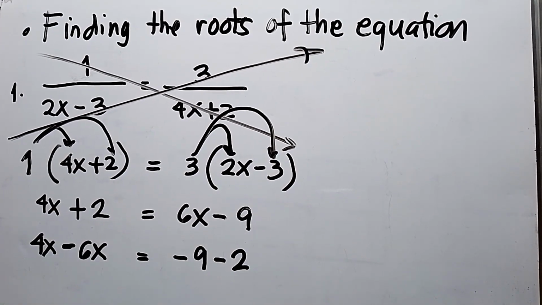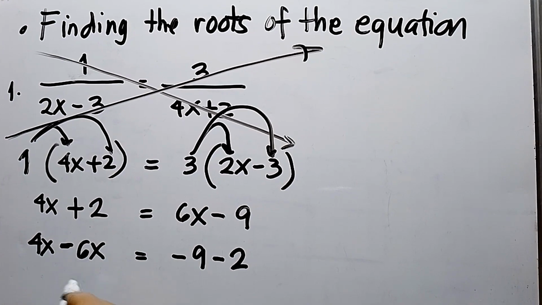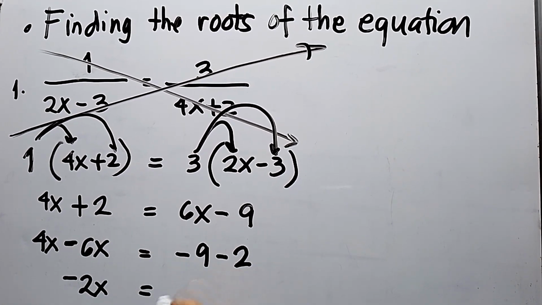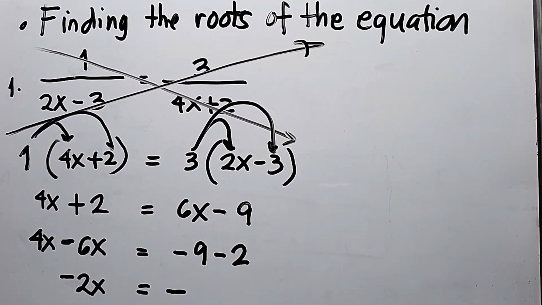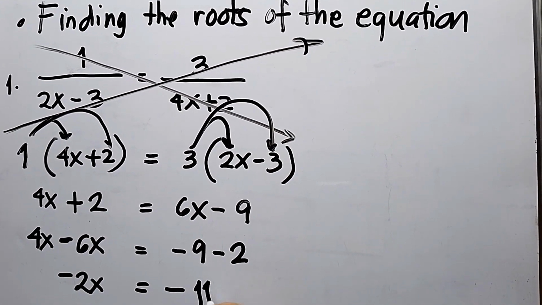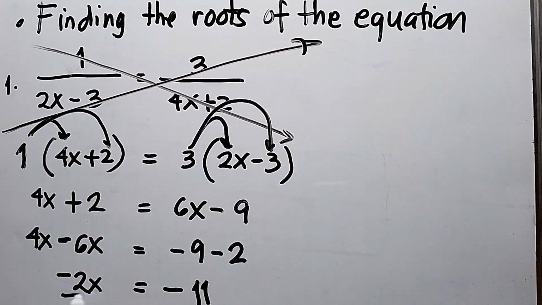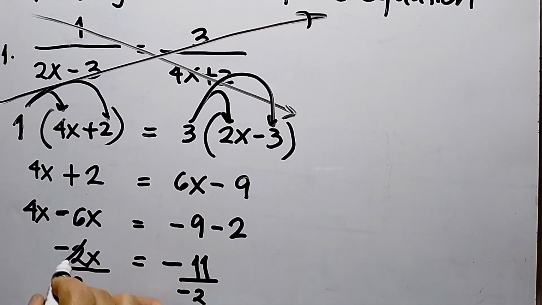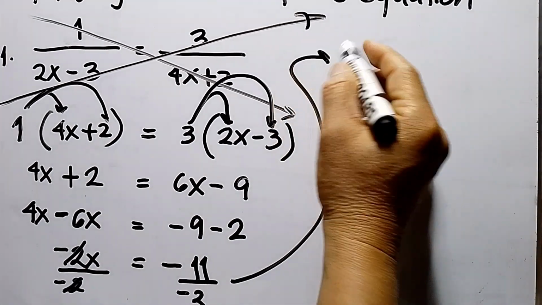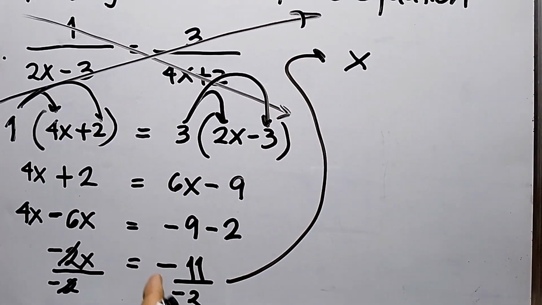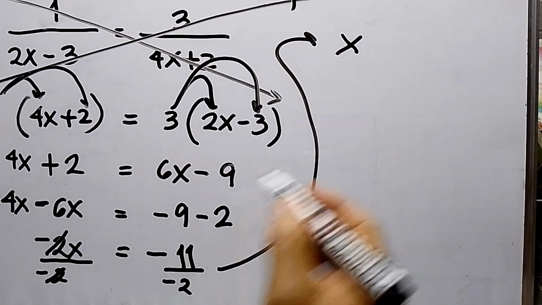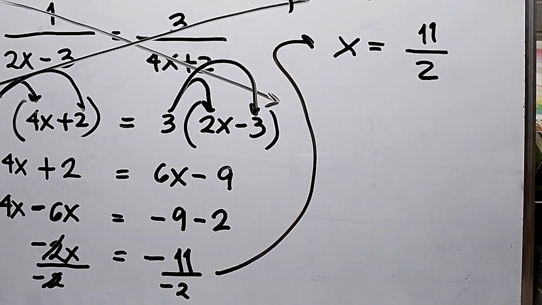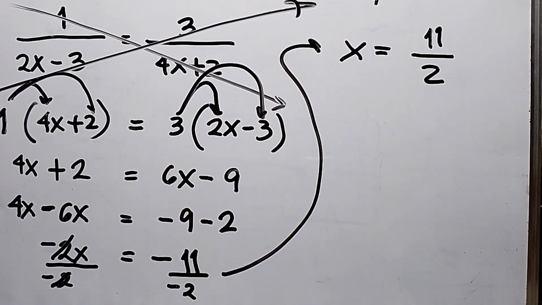So simplify this one, so 4x minus 6x is negative 2x. So negative negative, so common sign, so this is 11. Then need to divide negative 2 both sides, cross out. So x is equal to, take note, negative divided by negative, that is positive. So the answer is 11 over 2. So my root for number 1 is 11 over 2.